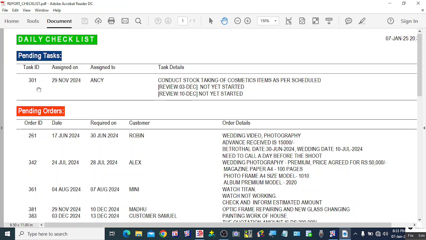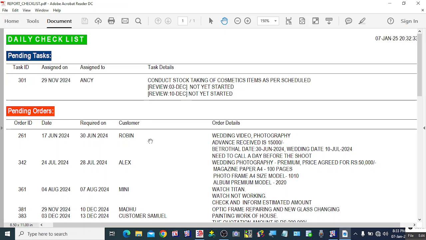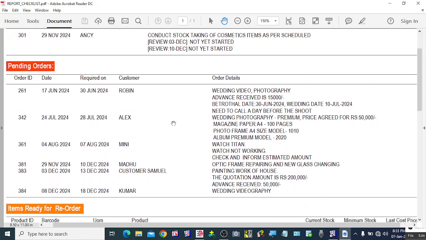First, you can see how many pending tasks are there, that you can monitor every day morning, so that we can make a review with the concerned person about the progress of the pending task. You can also update the pending task instantly while reviewing the status with the concerned person.